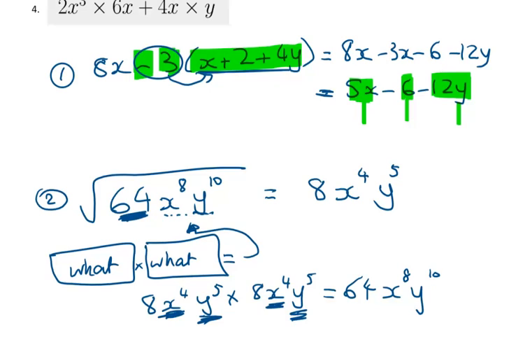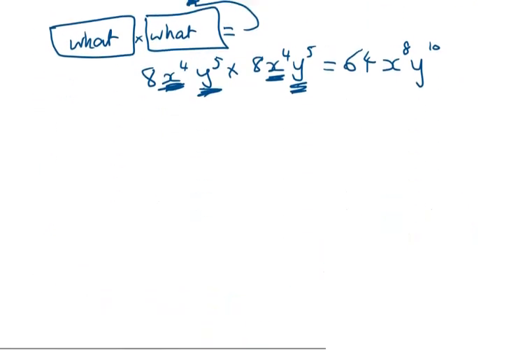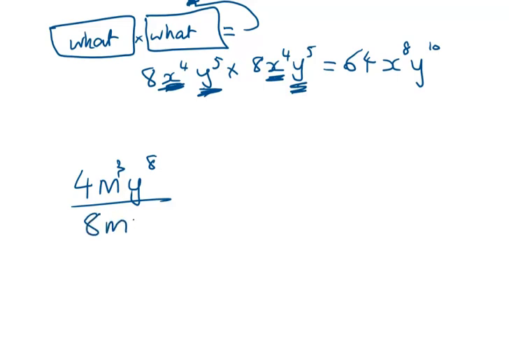What was question 3? Question 3 was a very simple fraction one. Again, the ideas in here are from way back in year 9, but we want to make sure that they're feeling really nice and easy by year 11. So we've got 4m cubed y to the power of 8 over 8m y to the power of 10. Let's do the numbers first. 4 and 8 have a common factor of 4, so this is going to be 1/2. And put the 2 down here. We probably don't need the 1 up the top.